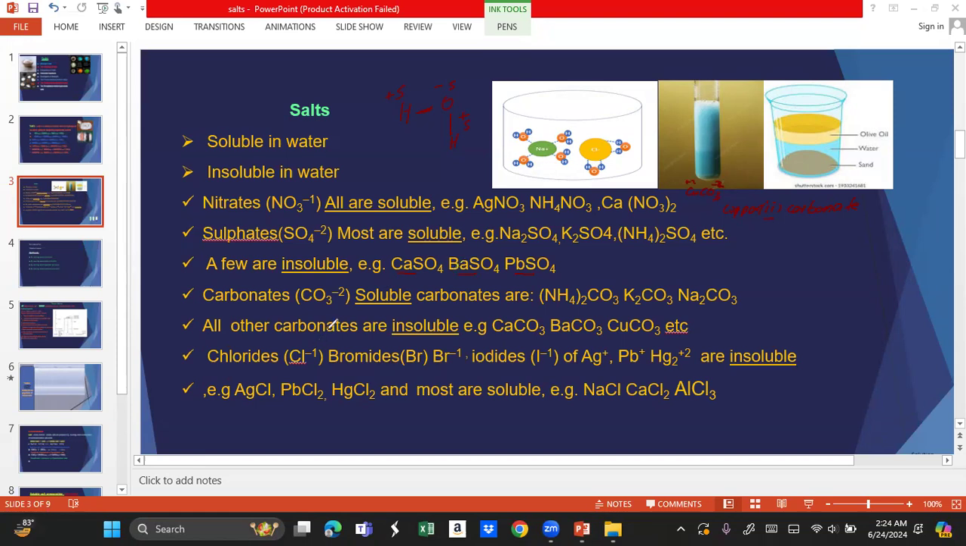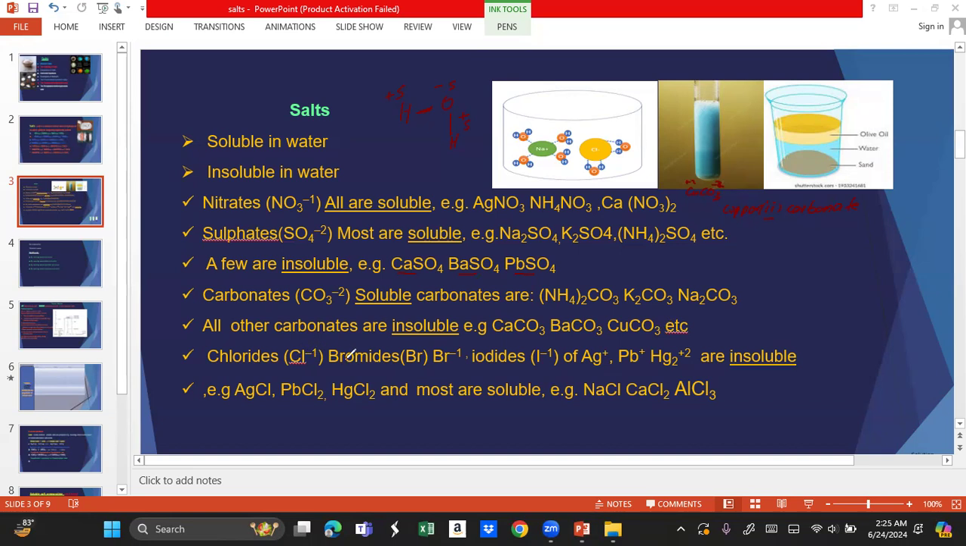That is why we are assured that other sulfates are all soluble in water. Okay, carbonates. In case of carbonates, group 1 carbonates, especially sodium carbonate, potassium carbonate, and also ammonium carbonate, are soluble in water, while all other carbonates are insoluble in water. Basically, carbonates are insoluble. There are only very few carbonates which are soluble, all others are insoluble. Calcium carbonate, barium carbonate, CuCO3, copper(II) carbonate, all are insoluble.